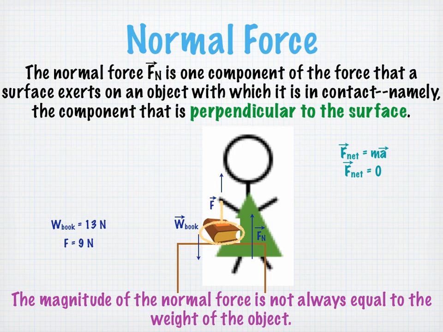Again, the book is not accelerating, and so according to Newton's second law, the net force on it must be zero. In this case, the force I'm applying to it is upward in the same direction as the normal force. In order to get the forces to balance this time, the weight of the book must be equal in magnitude to the sum of the magnitudes of the upward forces. This means that the magnitude of the normal force must be equal to the magnitude of the weight of the book minus the magnitude of my pulling force. This gives us 4 newtons for the magnitude of the normal force.